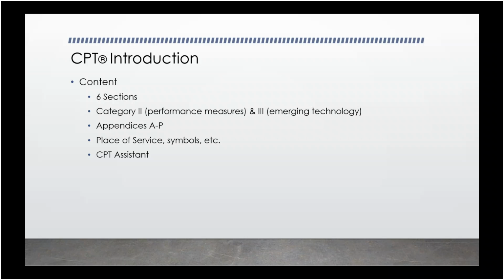CPT content has 6 sections. So again, that's your anesthesia, evaluation and management, surgery, radiology, path and lab, and medicine sections. You have 2 categories. You have Category 2, which is your performance measures, such as quality measures. Those are, for example, an emergency department visit. They are looking at care patients receive for chronic conditions such as diabetes and hypertension.